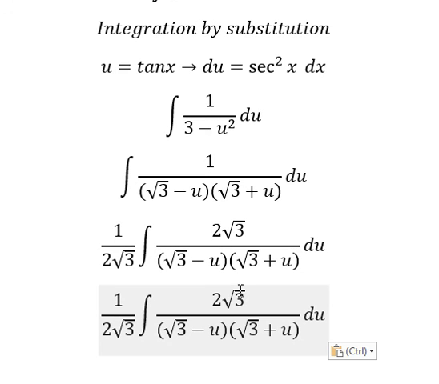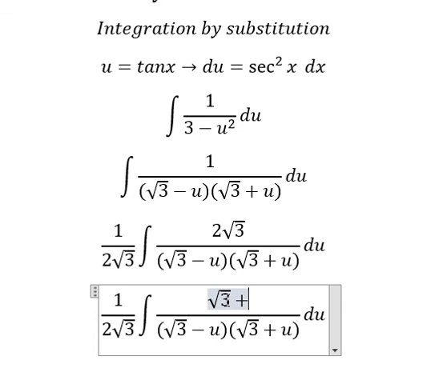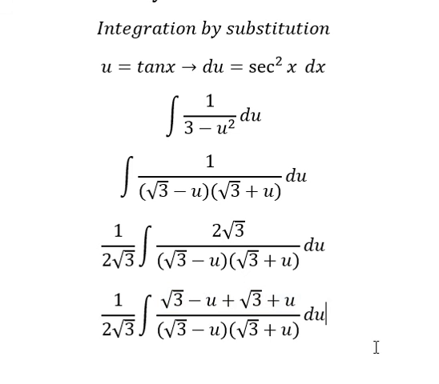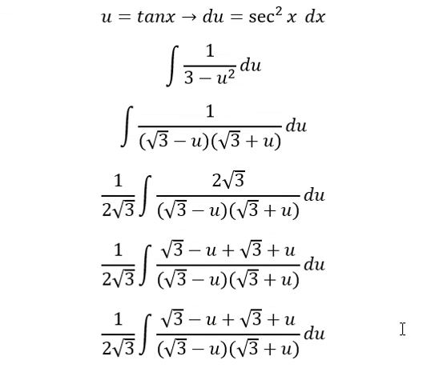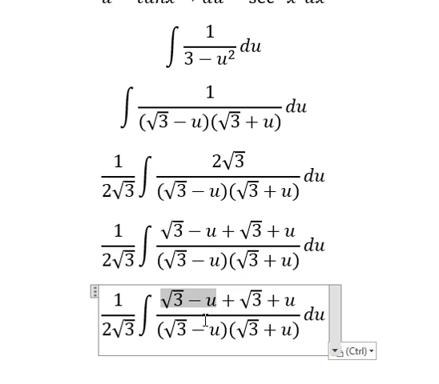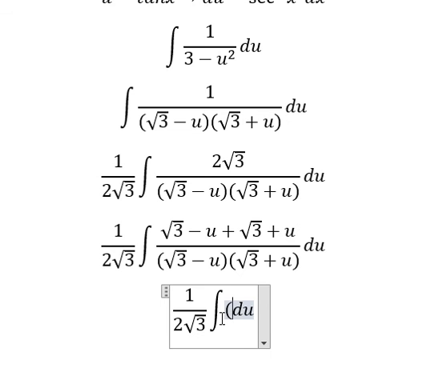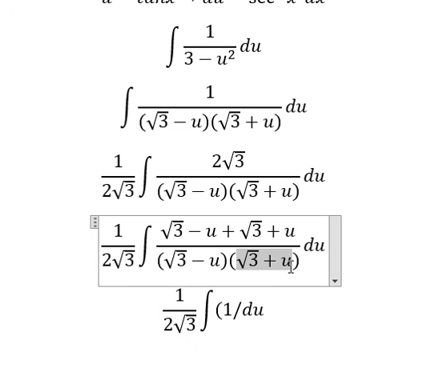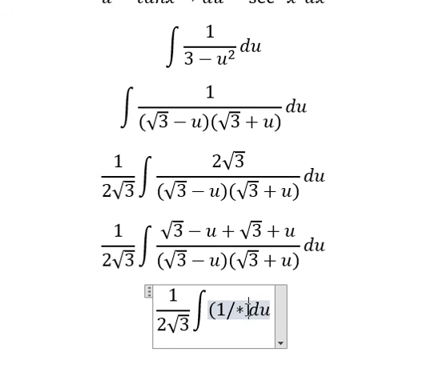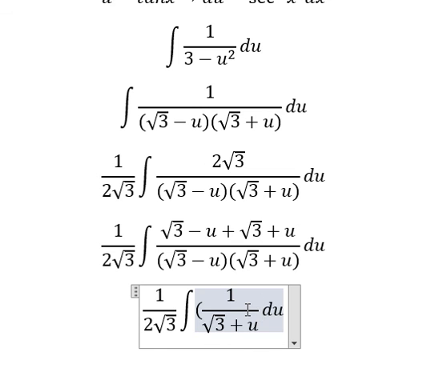So we have 2 of the square root of number 3. We can separate them in here. This one we put negative u, later that we put positive u. So this one divided by this one and this one divided by this one. So we have 2 fractions in here. The first one 1 over this one, and the second one.